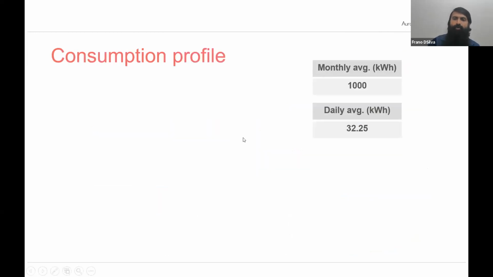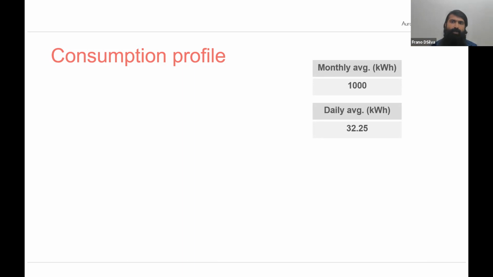To explain how we generate a consumption profile, let us assume that we have a monthly average of 1000 units that is consumed under one connection. We make this monthly consumption into a daily average by dividing by the number of days, and we have a daily average of 32.25 kilowatt hours, that is the units of electricity consumption.